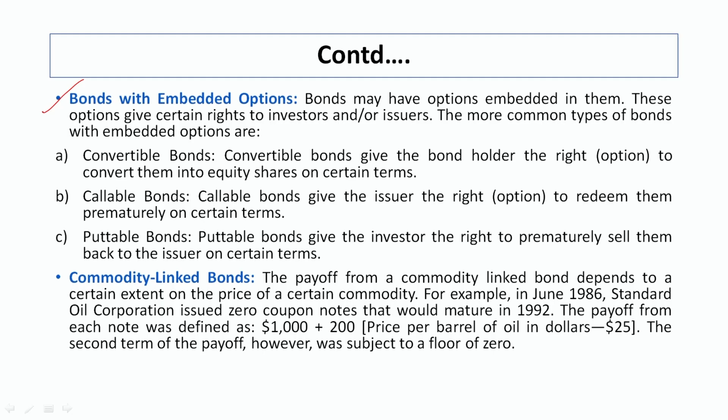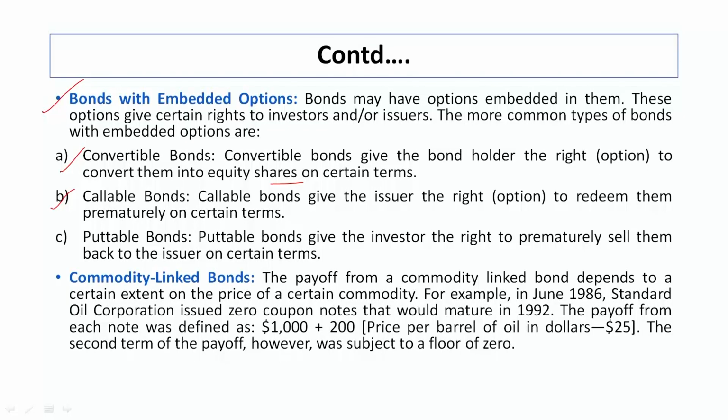So, what are these types of bonds? Bonds have options embedded, they are basically convertible bonds. In this case the bond holder has a right or option to convert these bonds into equity shares. So, if a company issued convertible bonds, the bond holder has a right to convert, or they can go for claim at maturity. So, it depends upon the bond holder. Either they can convert the bond into equity shares or they can claim the money at the time of maturity. Then the second one is callable bonds.